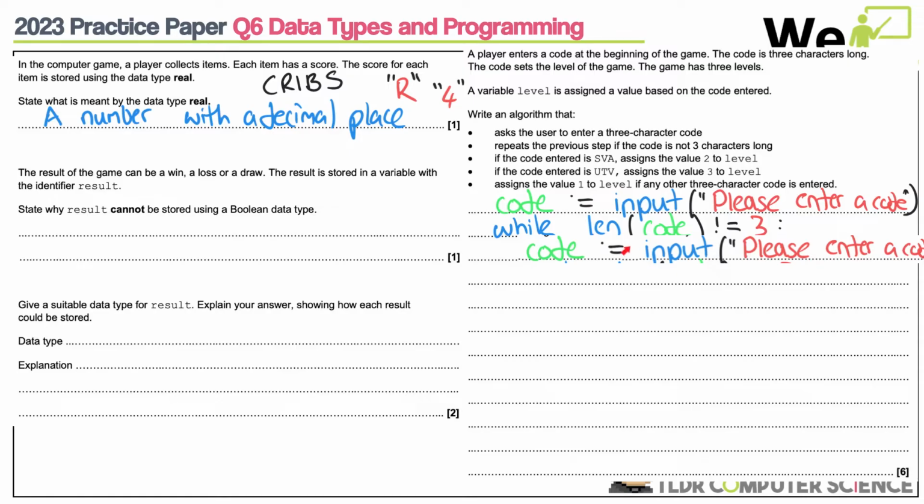No. I'm going to keep on inputting it. It's going to keep on checking the length. As long as it's not equal to 3, it's going to continue. As soon as it is equal to 3, that will return false, and therefore the while loop finishes. Have I finished? No. What's next?